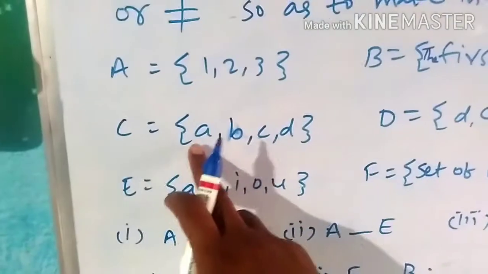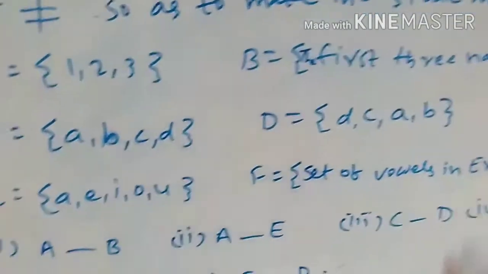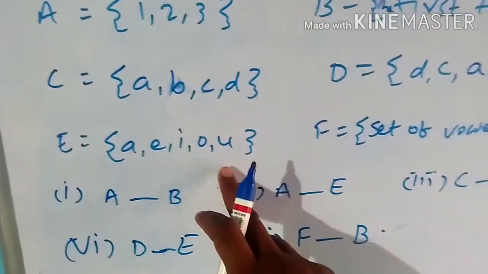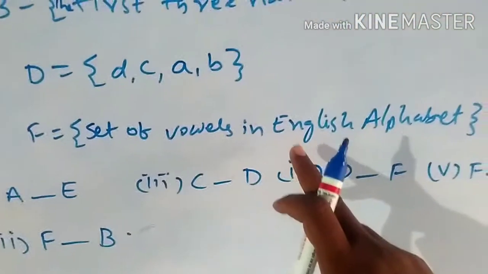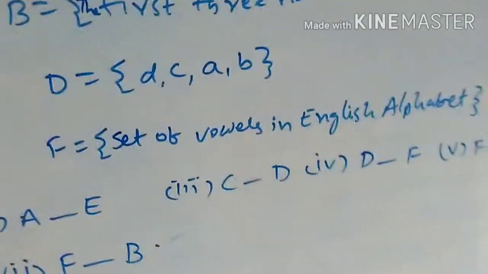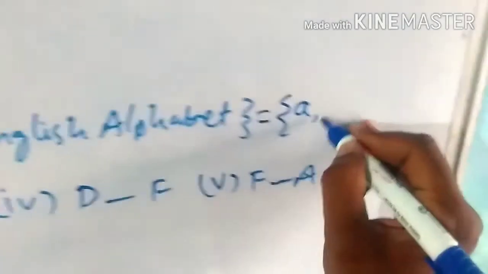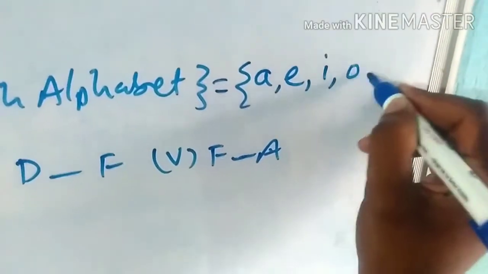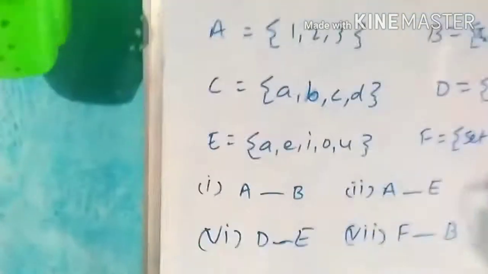Next, C is equal to {A, B, C, D}. D is equal to {D, C, A, B}. E is equal to {A, E, I, O, U}. F is equal to the set of vowels in English alphabets. So students, the set of vowels is A, E, I, O, U. Okay, this is the F set. So now compare the sets.